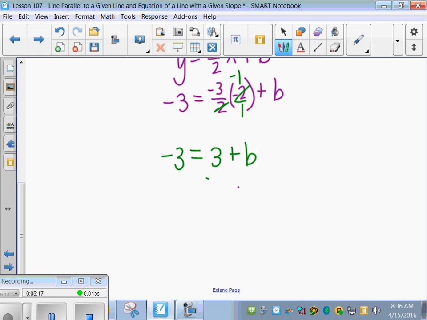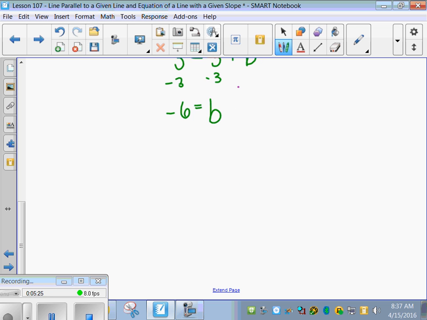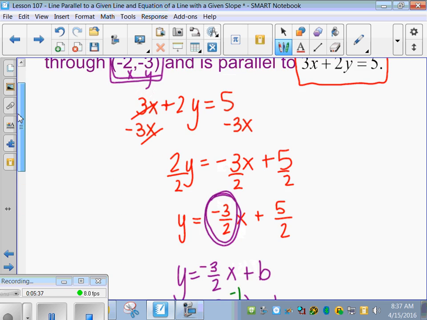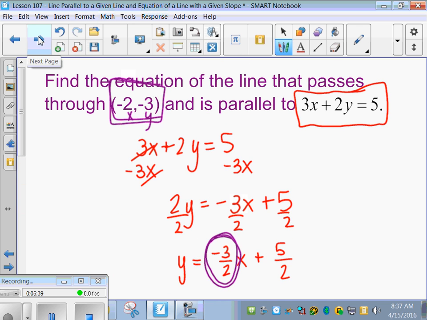And now we need to isolate b, so I'm going to subtract 3 on both sides, and we get negative 6 for b. Again, this isn't my final answer. For the final answer, we need to plug in the parallel slope, and the negative 6 gets plugged in for b. So that's my new line, which is parallel to my original line.